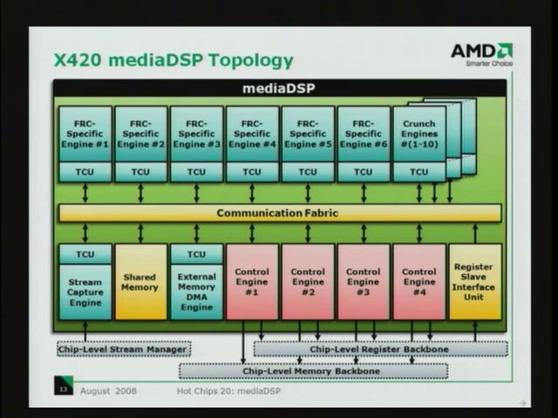And the communication fabric in this system is actually made up of a hierarchy of backbone managers with a crossbar bridge between them. And the shared memory is partitioned into four separate blocks of memory, so we can have many parallel accesses going on between the various TOEs and the shared memory. And just remember, there are two copies of this block diagram in the Xilinx 420 chip.